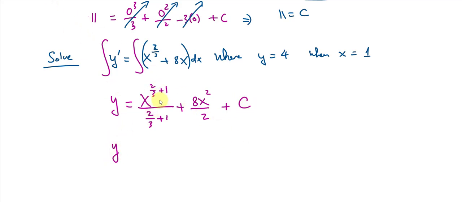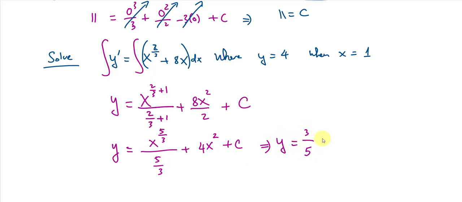2 over 3 plus 1 will give me 5 over 3. So I have 5 over 3. The same thing at the bottom, 5 over 3 plus the divided by 2, that is 4x squared plus c. And then dividing by a fraction, you can flip that upside down to 3/5, and then you still get x to the 5 over 3 power plus 4x squared plus c.